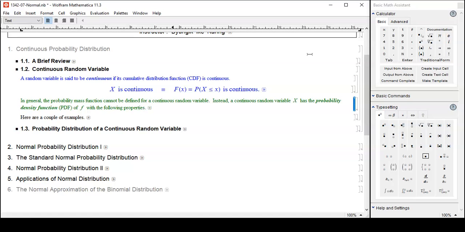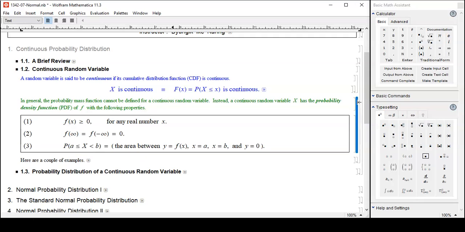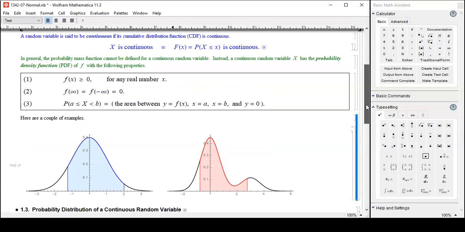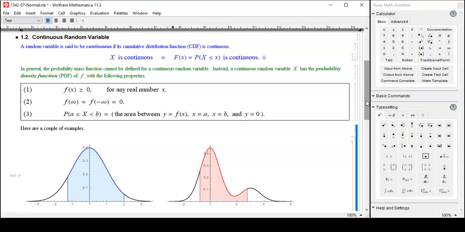Let's introduce a new function called the probability density function with the following properties. Number 1, the probability density is always non-negative, greater than or equal to 0 all the time. And number 2, toward positive infinity and negative infinity, it goes down to 0. And finally, number 3, the real deal. As you can see from these two pictures, the probability corresponds to the area. Area underneath the curve above the x-axis and between A and B, as you can see from this blue region and the red region. And that's the essence of the probability density function.